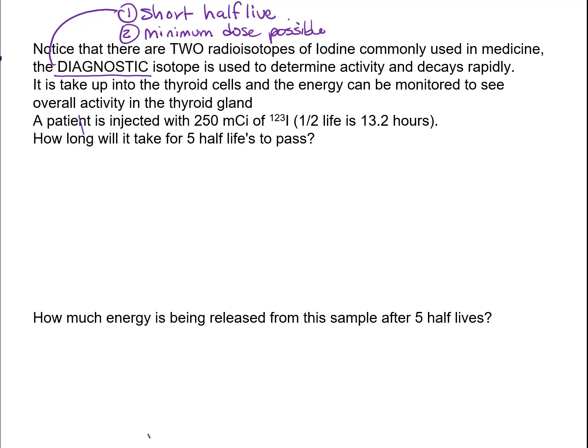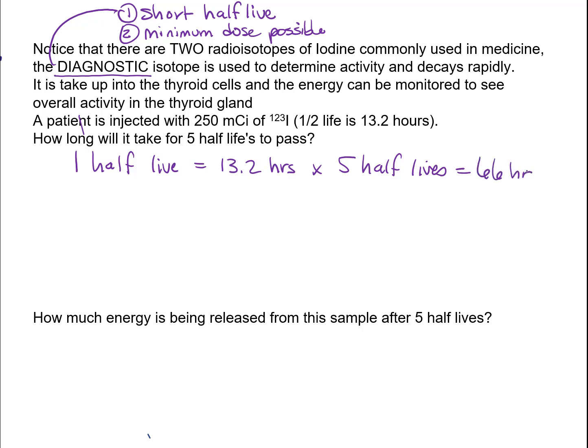So in this one, if a patient is injected with 250 millicuries of iodine 123, where it's got a half-life of 13.2 hours, how long will it take for 5 half-lives to pass? How do you figure that one out? If one half-life is 13.2 hours, what do you do? Yeah, you just multiply, right? So if one half-life is 13.2 hours, then I want to figure out how long 5 would be. So I would just multiply 13.2 times 5. That would tell me 66 hours. So it would take 66 hours for 5 half-lives to go by, okay?